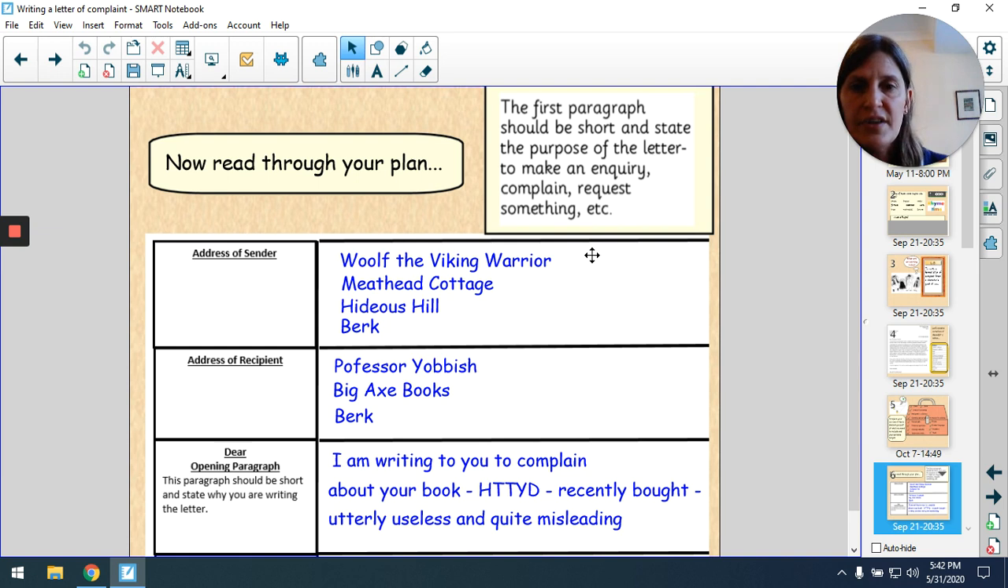Okay, so here's the first part of our plan, and I'd say this is the part that's going to take you the longest amount of time. So I would expect today that you're going to be able to set up the address of the sender and the recipient and your opening paragraph, and perhaps just start paragraph 2 today. Really take time on making sure you've got the layout of the letter correct. You may want to even just practice. So on a piece of paper in your book, actually just practice where you're going to write the different addresses, and then turn over the page and do your proper draft on the next page if you need to.